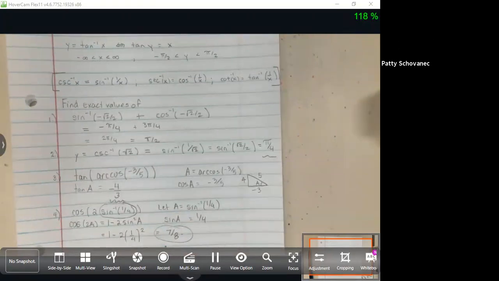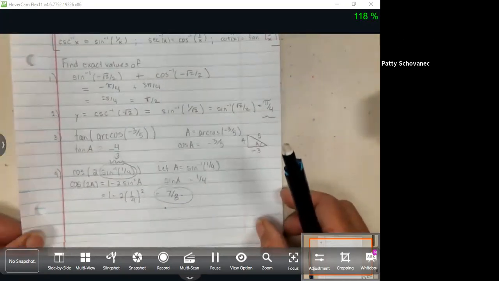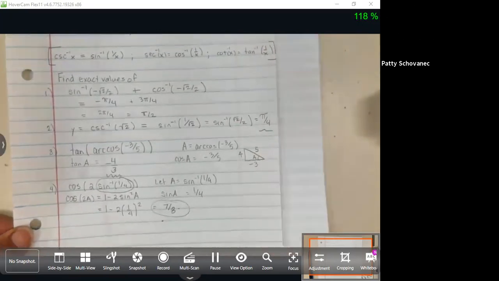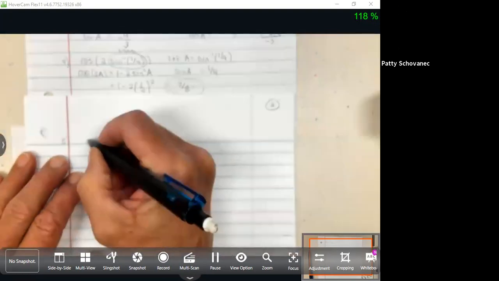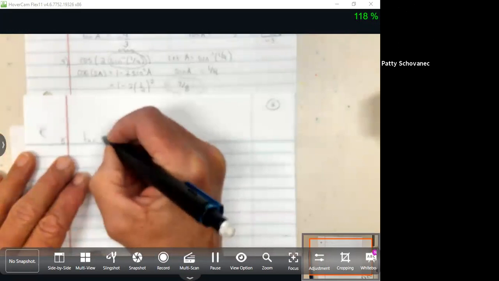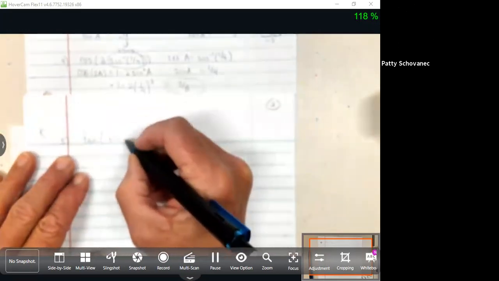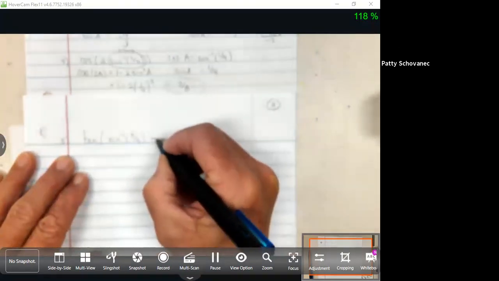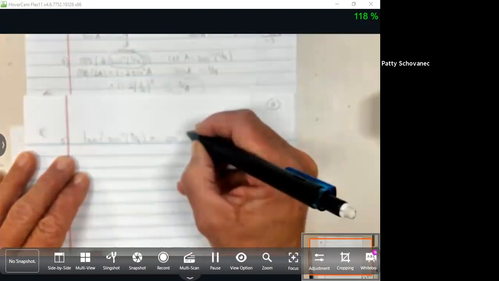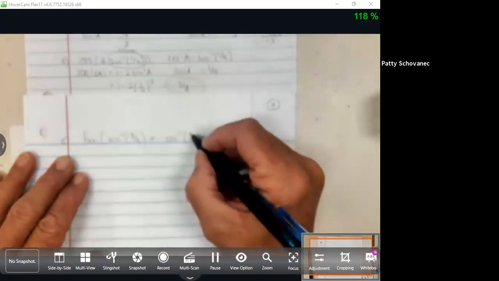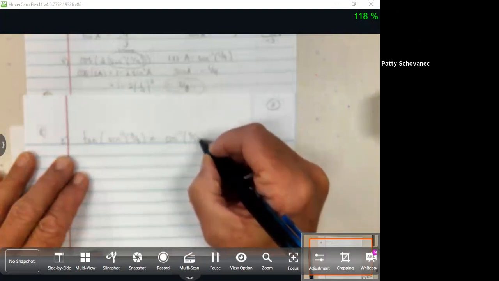Let's do the same thing with an addition formula. Probably don't have room right there. Let's go to the next page. Let's find the tangent of the inverse sine of 3/5 plus the inverse cosine of 5/13.